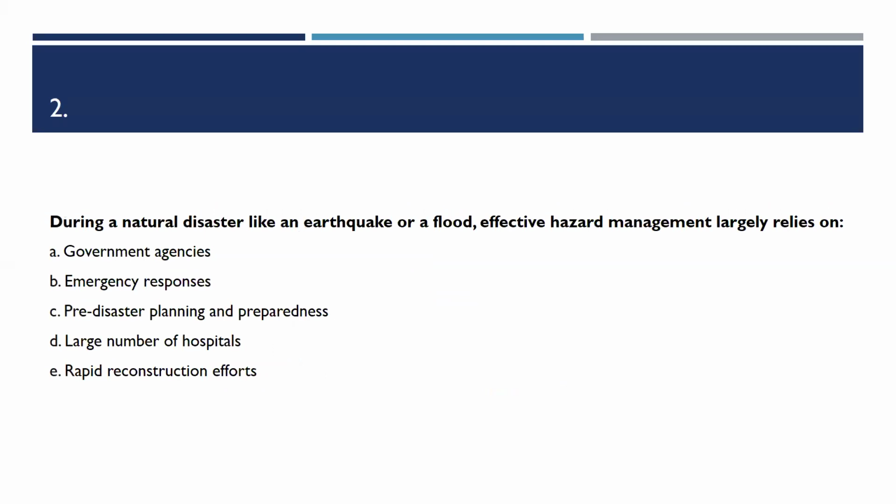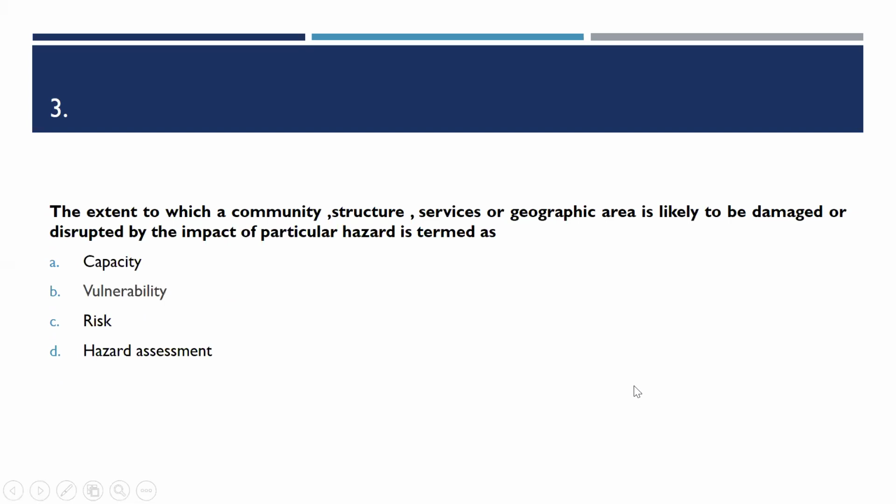During a natural disaster like an earthquake or a flood, effective hazard management largely relies on: A. Government agencies, B. Emergency responses, C. Pre-disaster planning and preparedness, D. Large number of hospitals, and E. Rapid construction efforts. The answer is C. Pre-disaster planning and preparedness.